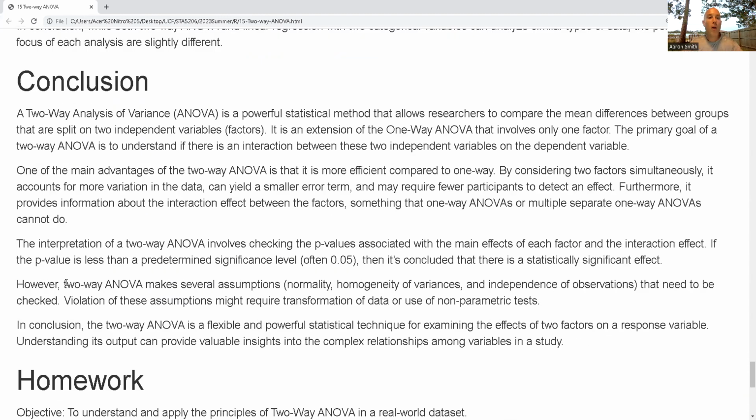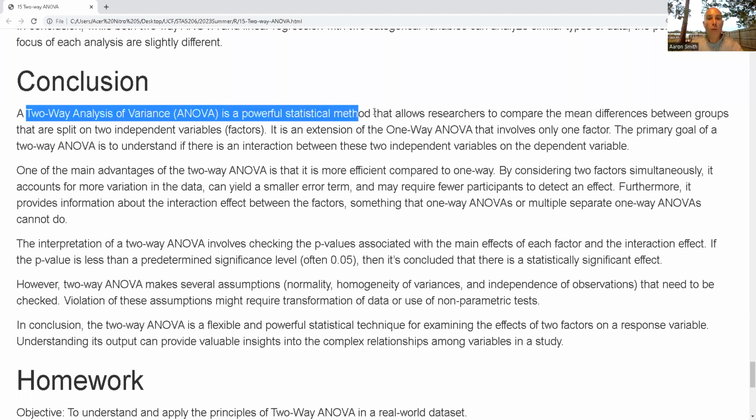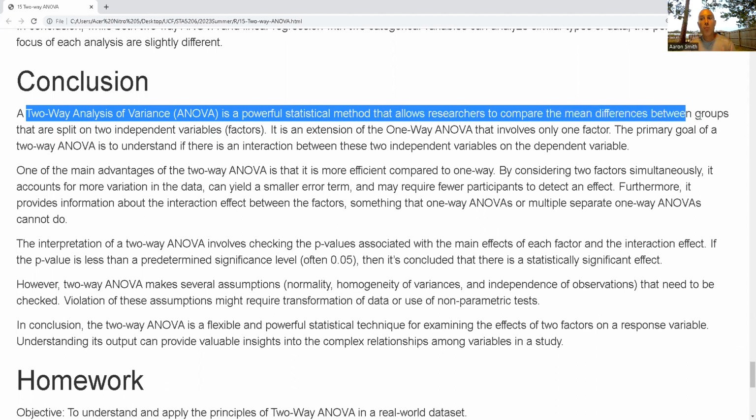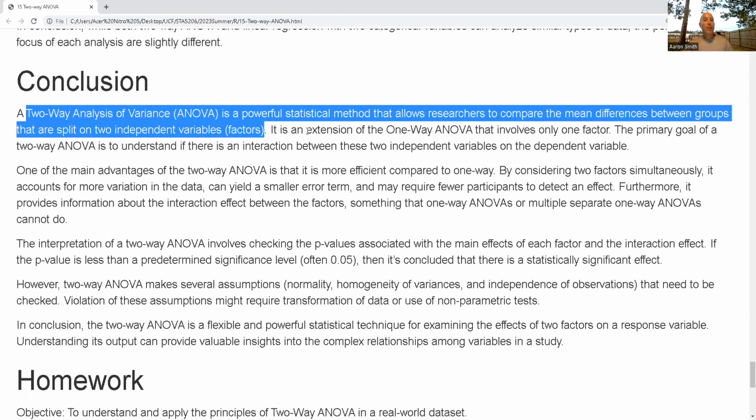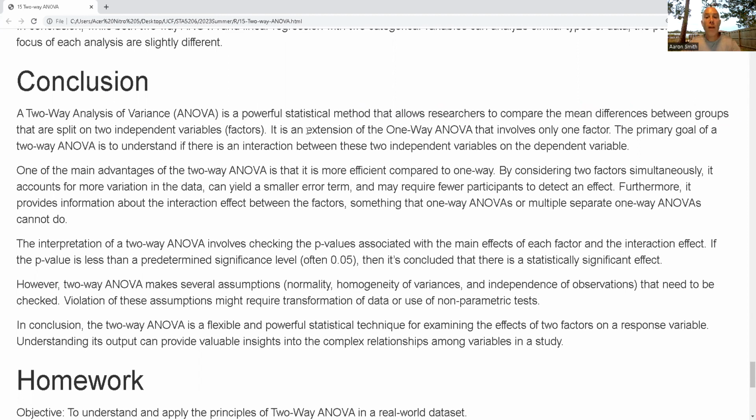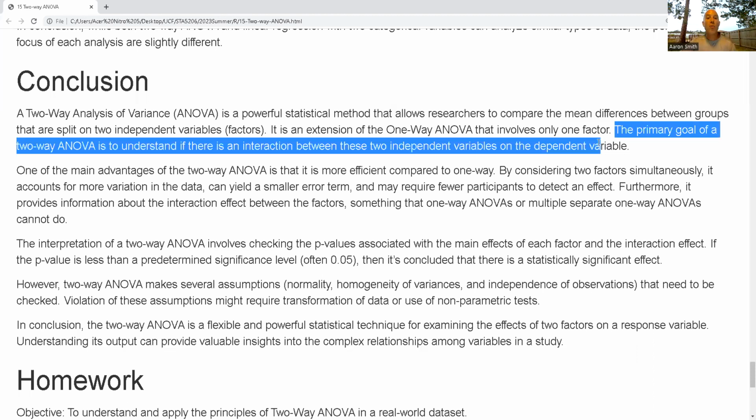All right, so now our conclusion. Two-way analysis of variance is a powerful statistical method that allows researchers to compare the average difference between groups that are split by two independent variables that we call factors. Two-way ANOVA is an extension of one-way ANOVA, which involves only one factor. The primary goal of a two-way ANOVA is to understand if there is an interaction between the two independent variables on the dependent variable.